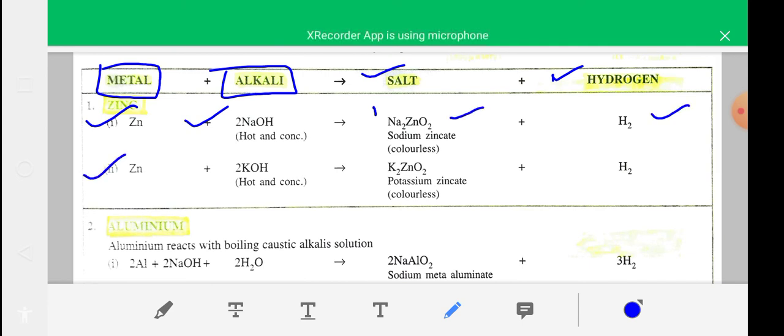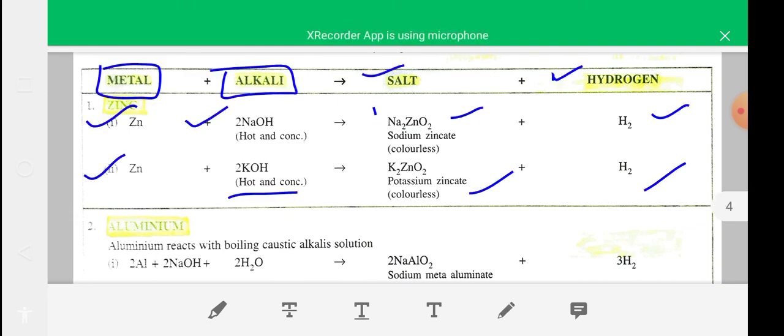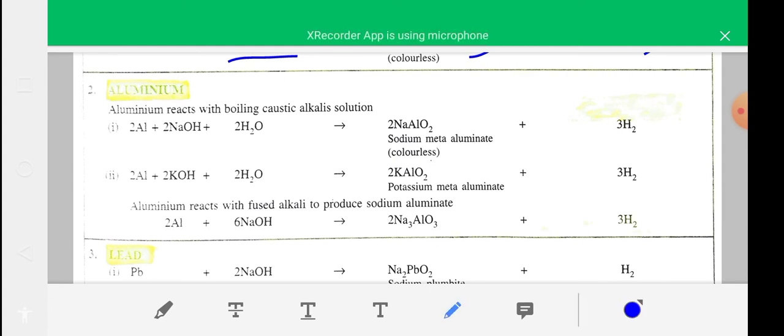Similarly, when zinc is treated with hot concentrated potassium hydroxide, you will get potassium zincate K2ZnO2 and hydrogen H2. Now see the action of sodium hydroxide and potassium hydroxide on aluminium. Aluminium reacts with boiling caustic alkali solution, that is Al plus NaOH plus water. It forms sodium meta-aluminate NaAlO2 and hydrogen gas.